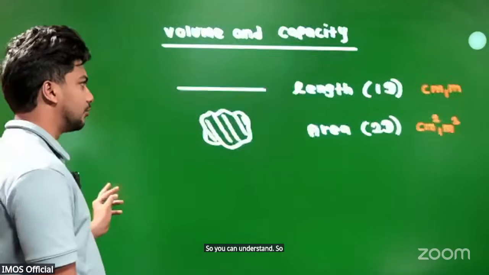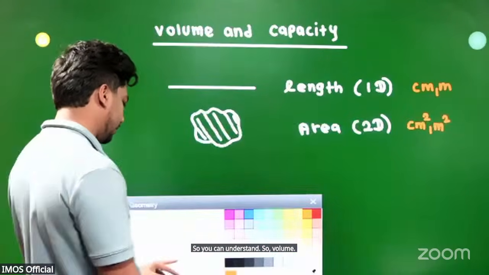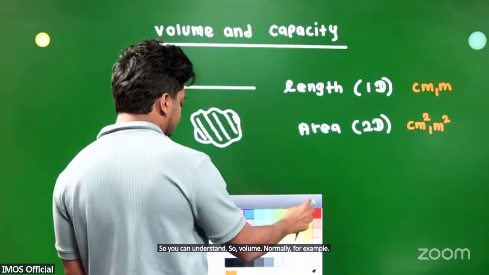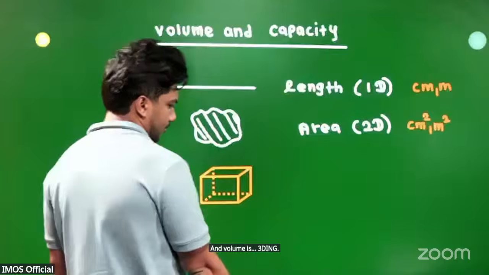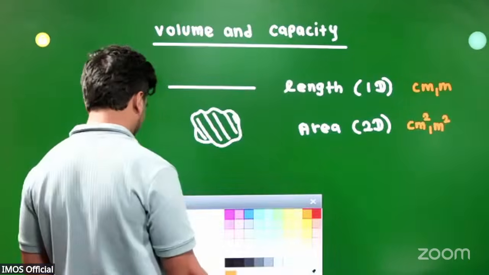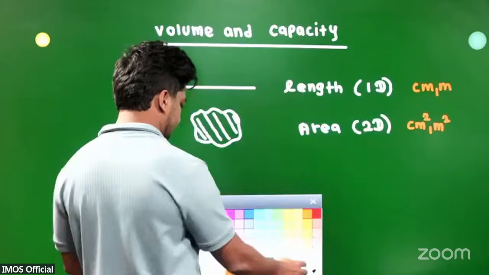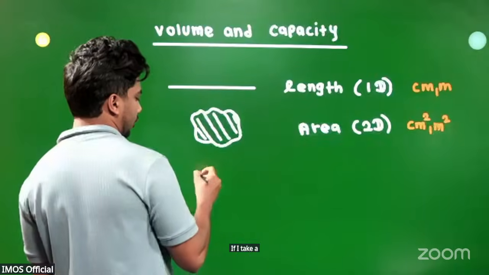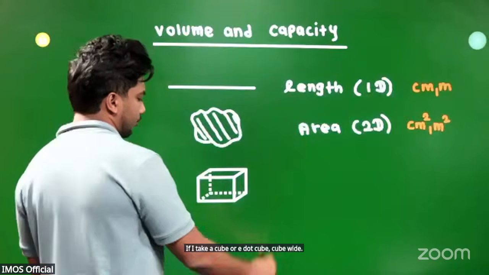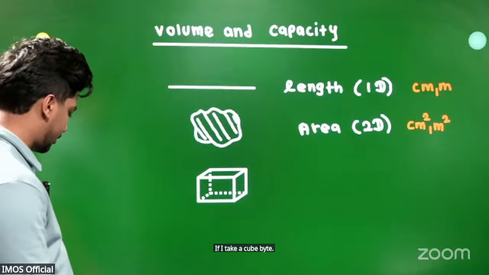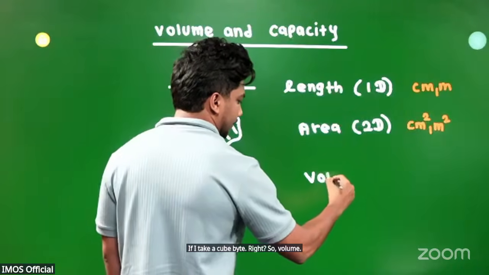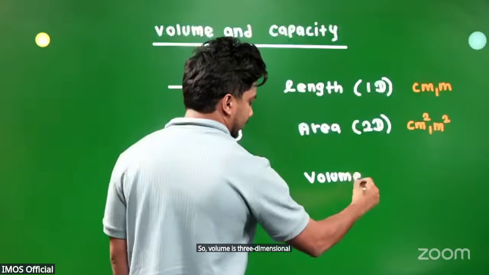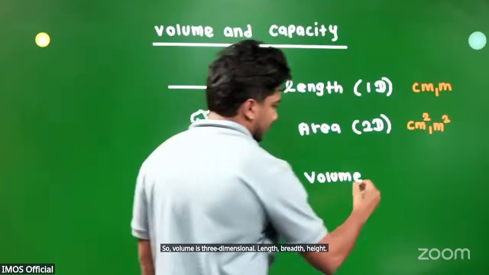So volume, normally, for example, volume is a 3D thing. I mean, if I take a cuboid, right? So volume is three-dimensional: length, breadth, height.